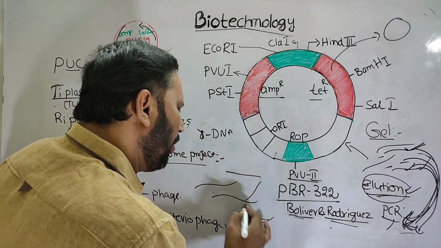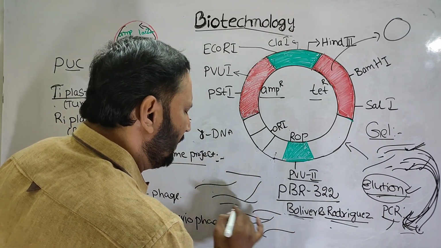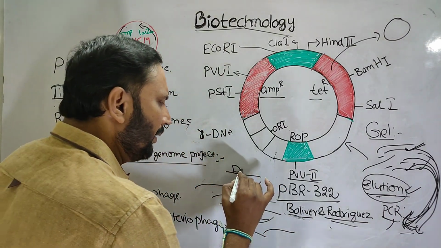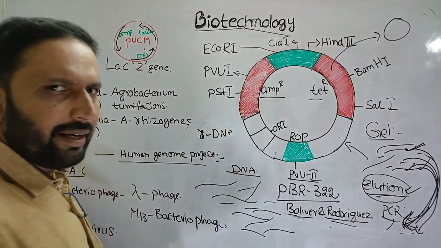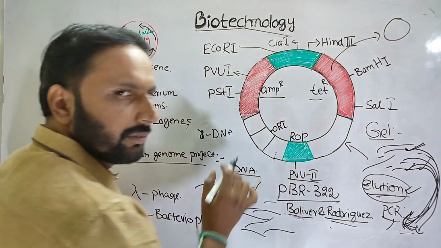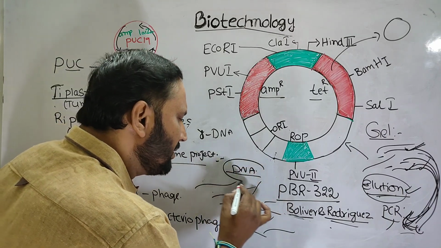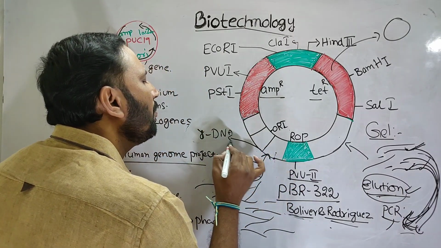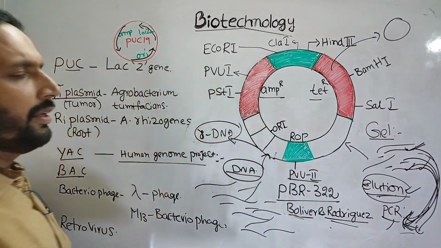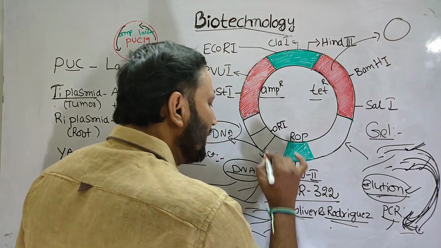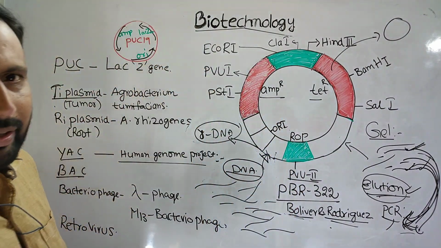So many copies are formed. These are the desired gene copies, which is nothing but DNA. Now this desired DNA or desired gene is inserted into the vector. Once the desired gene is inserted into the vector, that is called recombinant DNA. So the desired gene plus vector is called recombinant DNA.